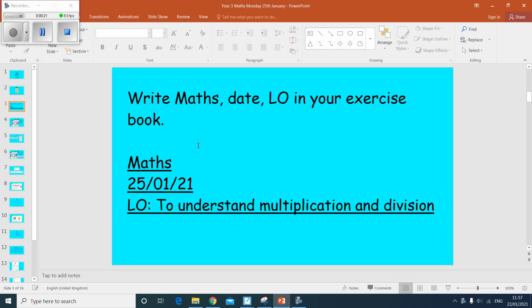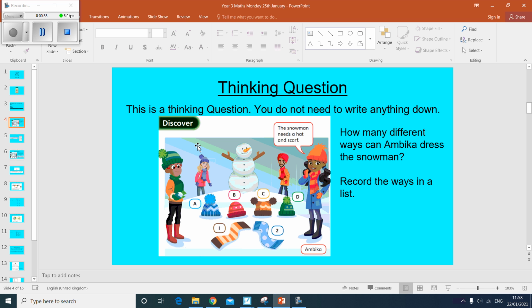Okay, let's write the maths title, the date and the LO into your exercise books or paper. And today we're going to be looking at understanding multiplication and division. So we'll start off with a thinking question. Again, you do not need to write anything down.